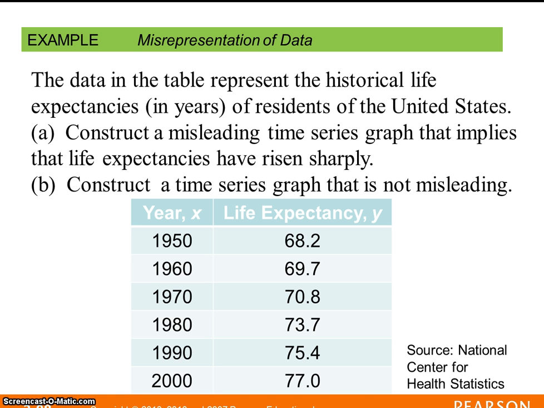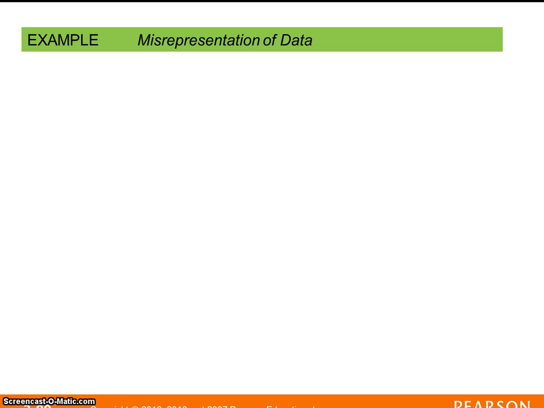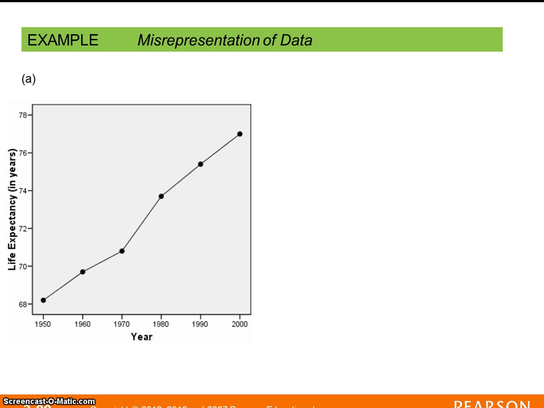So the data in this table represents the historical life expectancies, basically the number of years people lived, of people in the United States. And we want to construct a misleading time series graph that implies life expectancies have risen sharply, and then construct a time series graph that is not misleading. So here's the life expectancy in years. You can see here it grows pretty steeply, so you might think, well, people are living a lot longer than they used to be based on this graph.